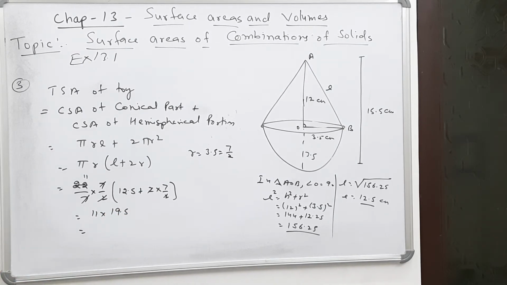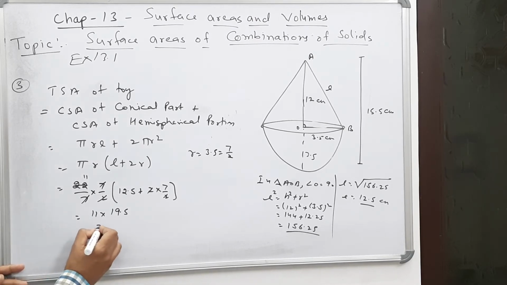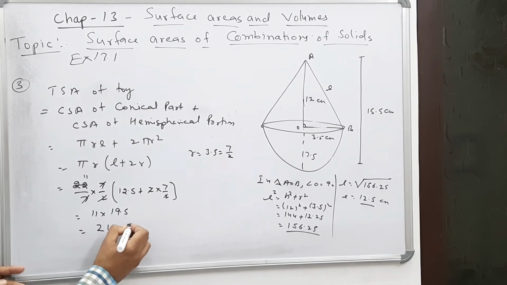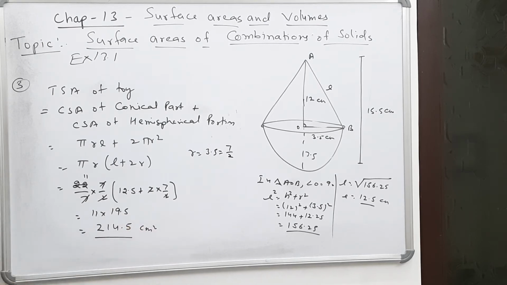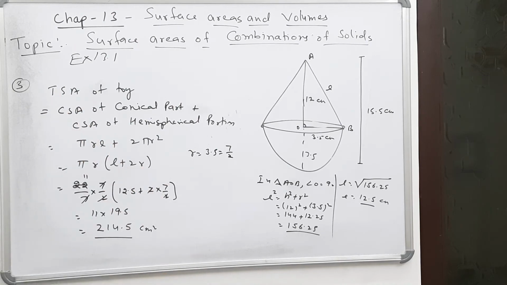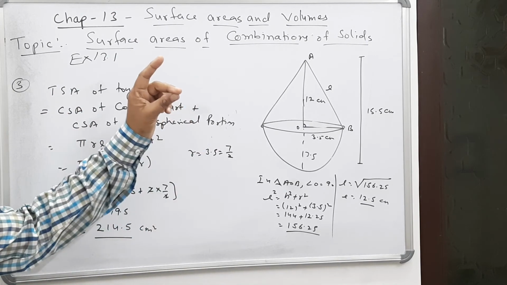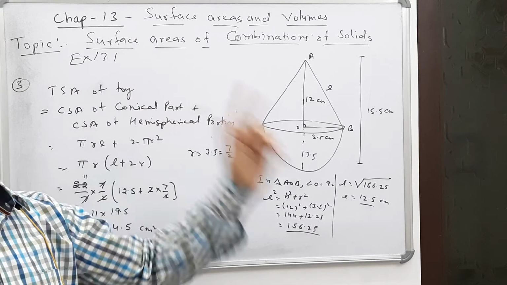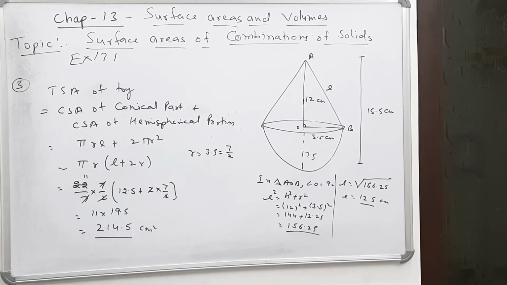And if you multiply these two quantities, you will find that the total surface area of the toy will be 214.5 centimeter square. So in this way, this is a very important problem for the board examination purpose. Please prepare this sum very nicely. Thank you.